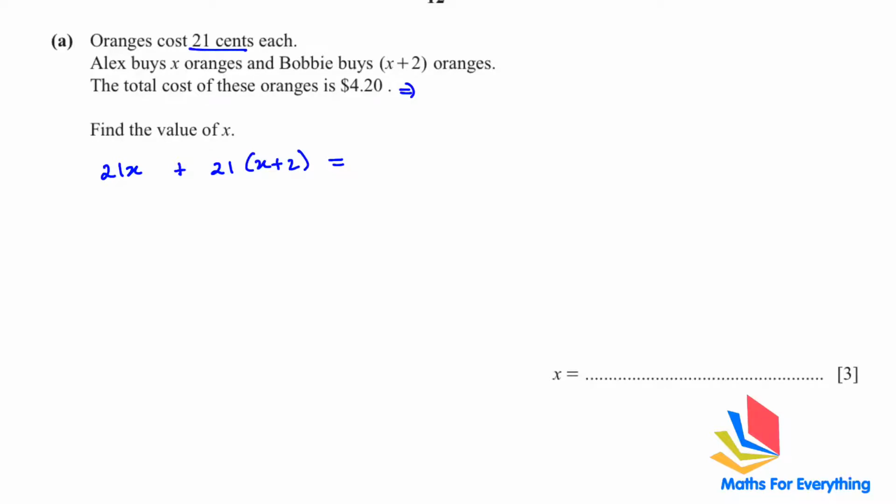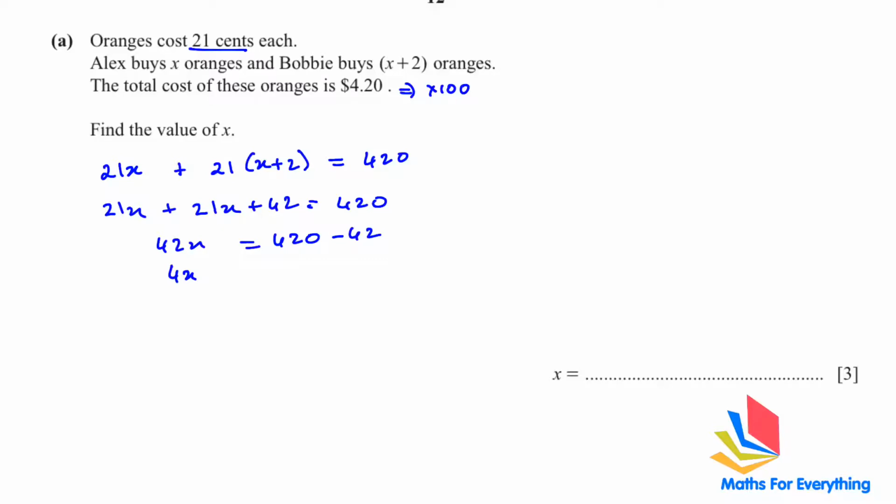Because we are using cents, we have to convert the dollars into cents by multiplying by 100. That will give us 420 cents. Now we'll expand the bracket and we'll solve for x. 42x is equal to 420 minus 42. That will give us 42x is equal to 378. Divide 378 by 42 and you will get 9. So the value of x is 9.